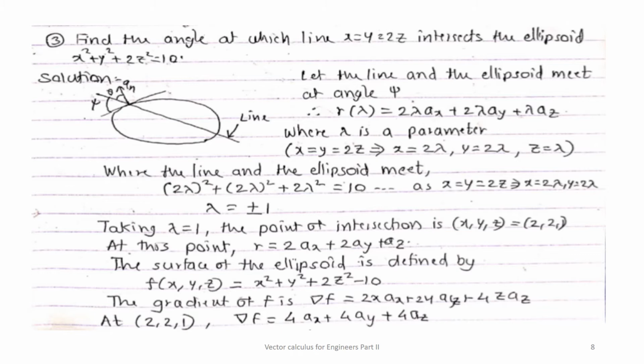Now the surface of the ellipsoid is defined as f equal to x square plus y square plus 2z square minus 10. Now I will find the gradient of f, so that is del f. So when I find del f, I will get 2x ax, 2y ay, 4z az, and hence at 2, 2, 1 I will get del f is equal to 4ax plus 4ay plus 4az. Now I will find the divergence.